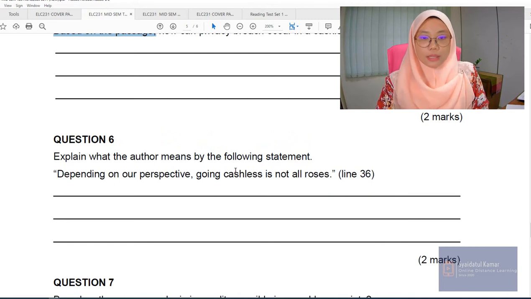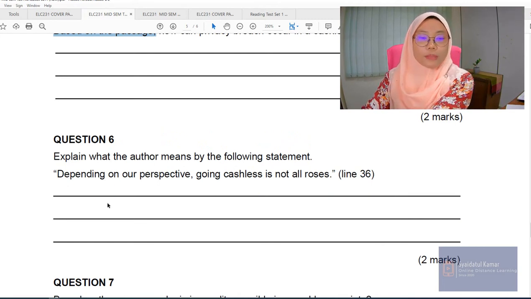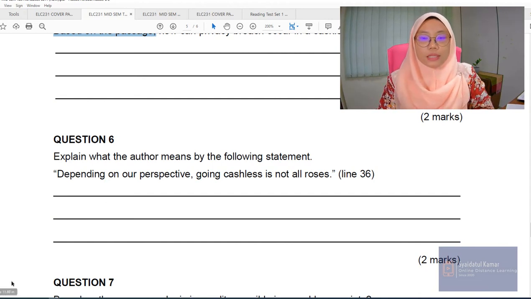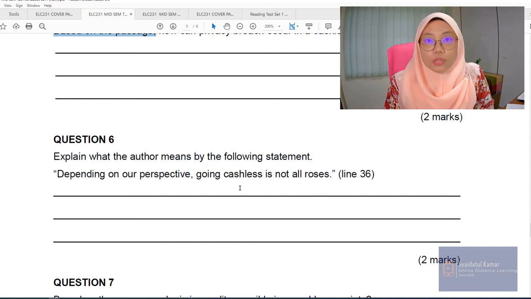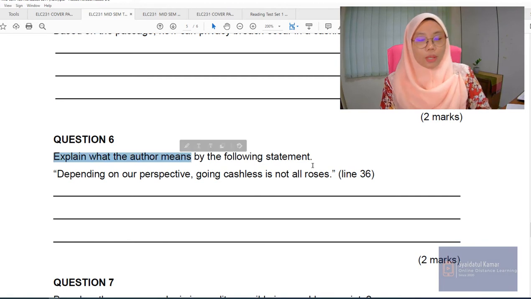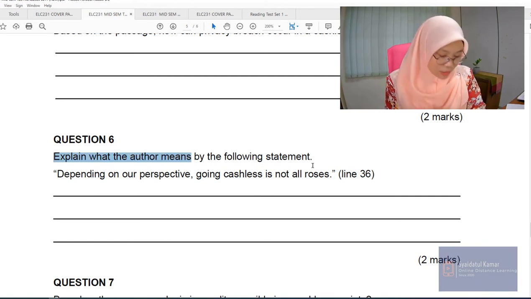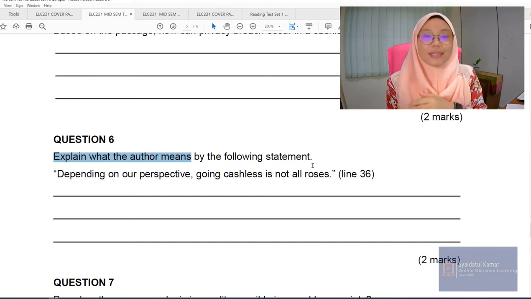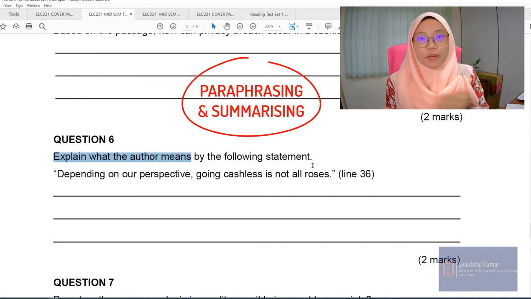Explain what the author means by the following statement. Depending on our perspective, going cashless is not all roses. So explain what the author means. Okay, so this is a question whereby they are testing again your paraphrasing and also your summarizing skills. What is paraphrasing and summarizing? You are going to learn more in the notes and the videos given.